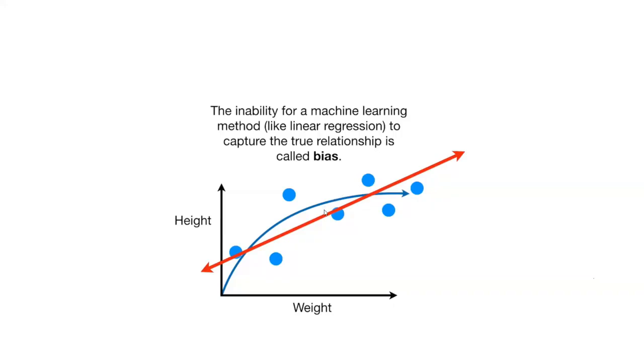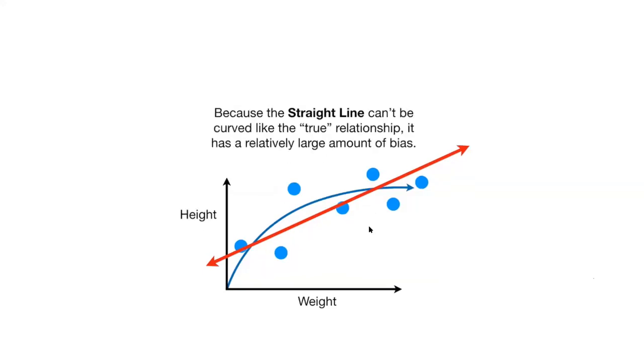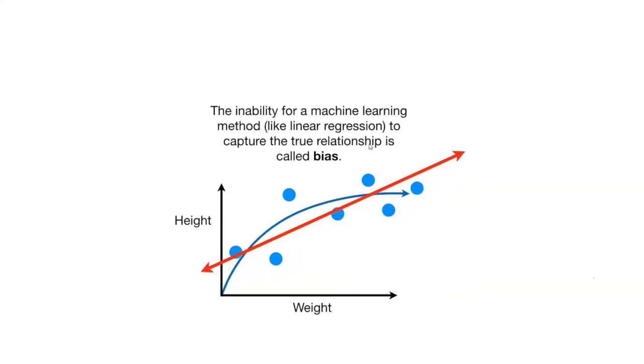If the bias is low, then the model has actually captured the relationship. If the bias is high, then it has not captured the relationship. So this is a high bias model. The straight line can't be curved like the true relationship, so it has a relatively large amount of bias. The inability of a machine learning model to capture the true relationship, that's the bias. High means it cannot capture, low means it can capture.